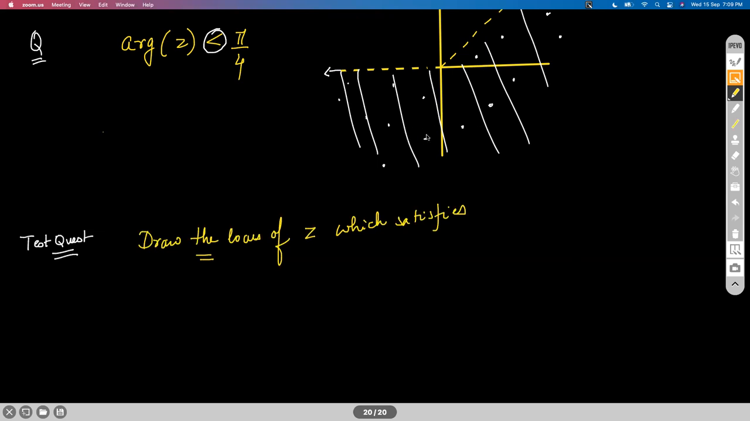In the third and the fourth quadrant, the argument... I'm talking to Tejashini. The arguments here are negative, right? So won't it be less than pi by 4? Negative angles are less than pi by 4, isn't it? Your argument is between minus pi and pi always, right? You talk about the principal argument. So here your arguments will be negative. So negative angles are definitely less than pi by 4.